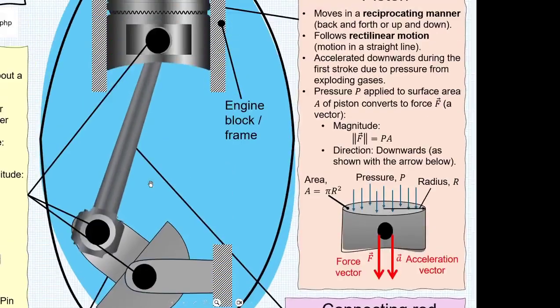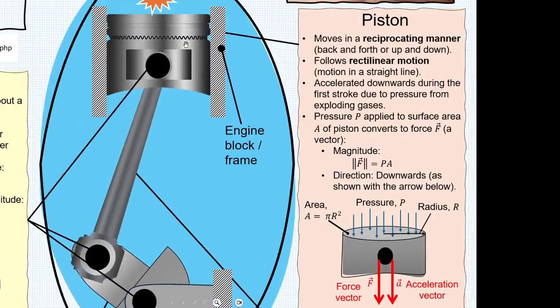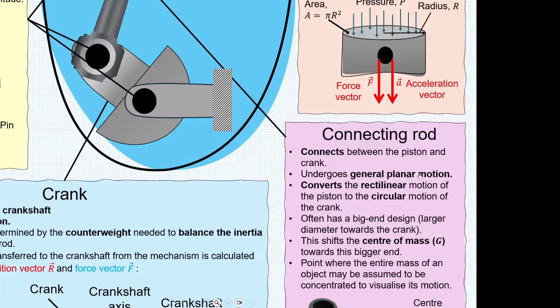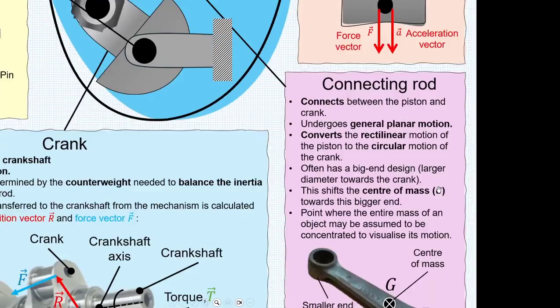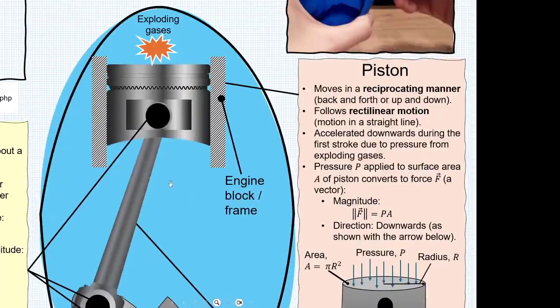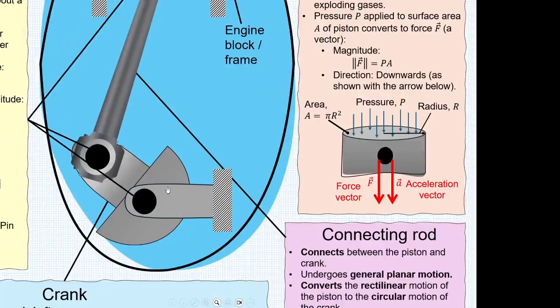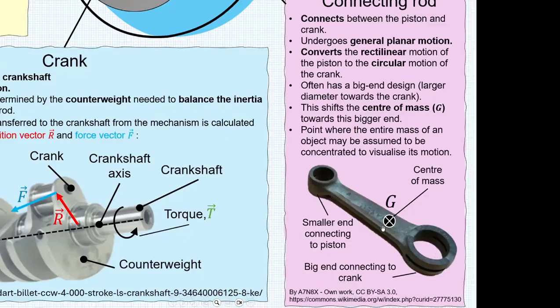The connecting rod is known as the connecting rod because it connects the piston with the crank. The connecting rod undergoes general planar motion, which is motion that involves both rotation as well as translation. The purpose of the connecting rod is to convert the rectilinear motion of the piston into circular or rotational motion of the crank.